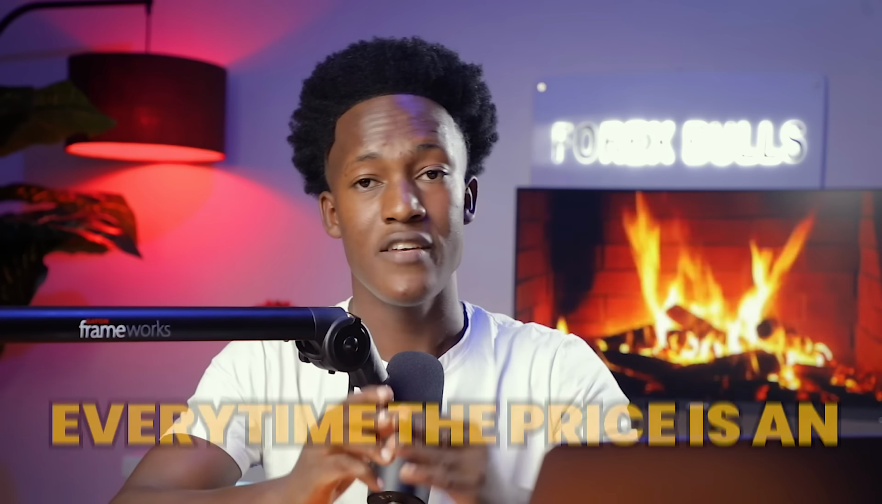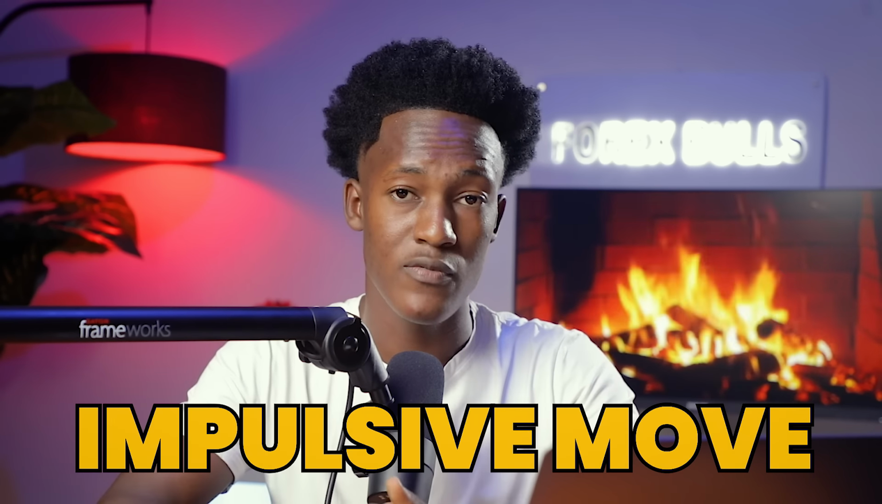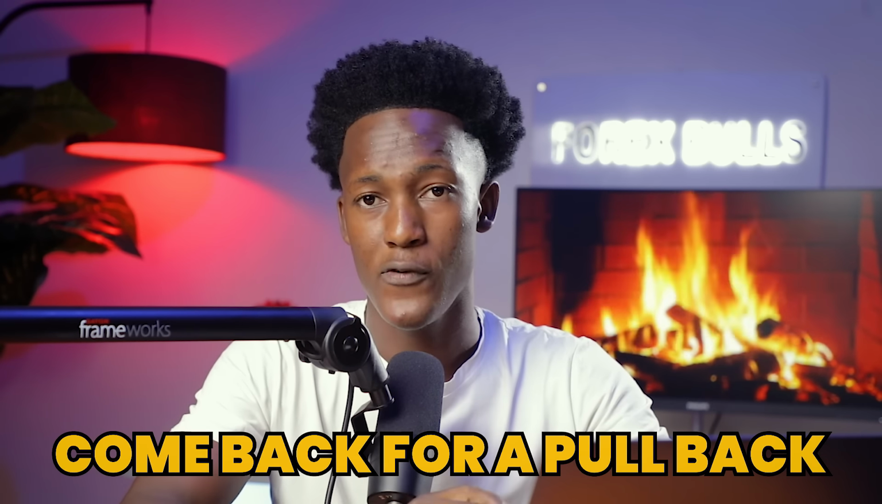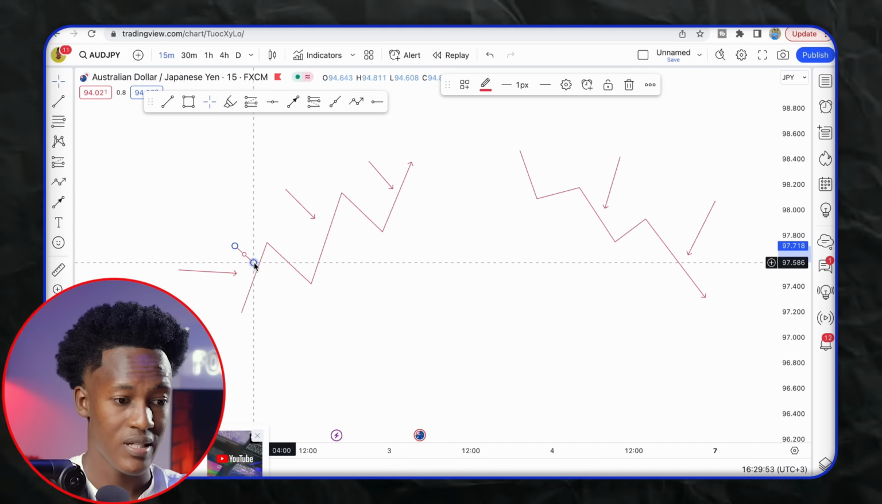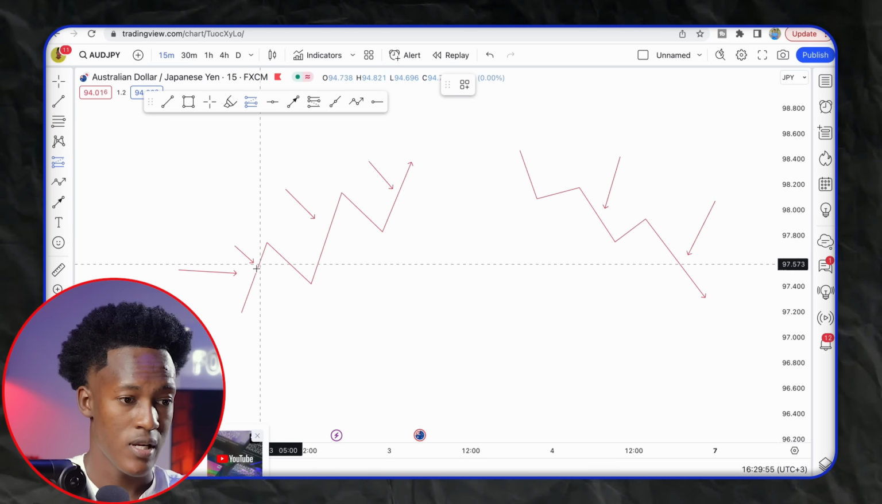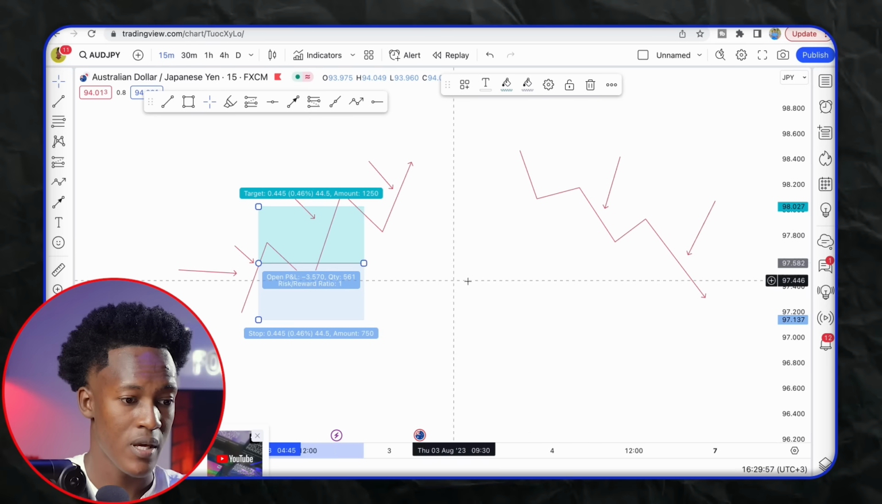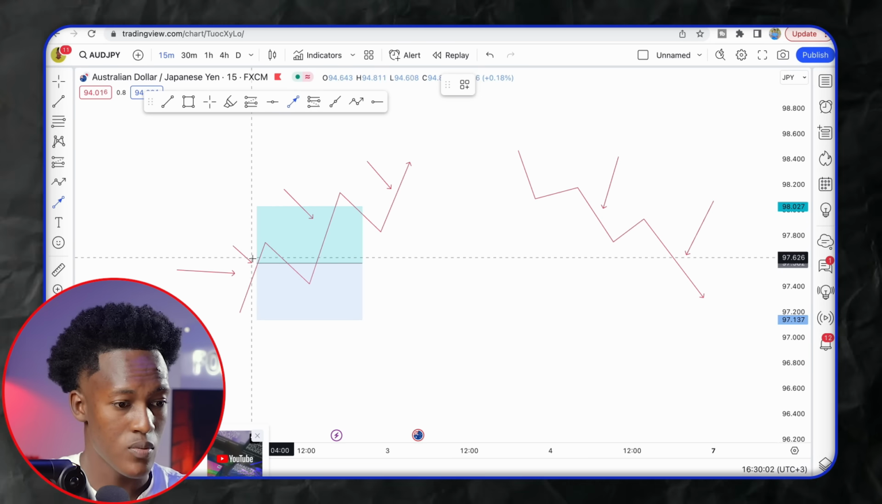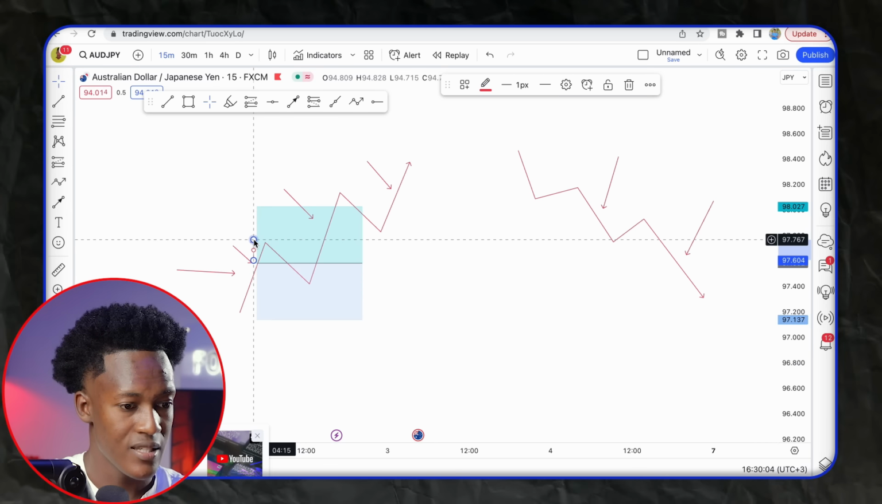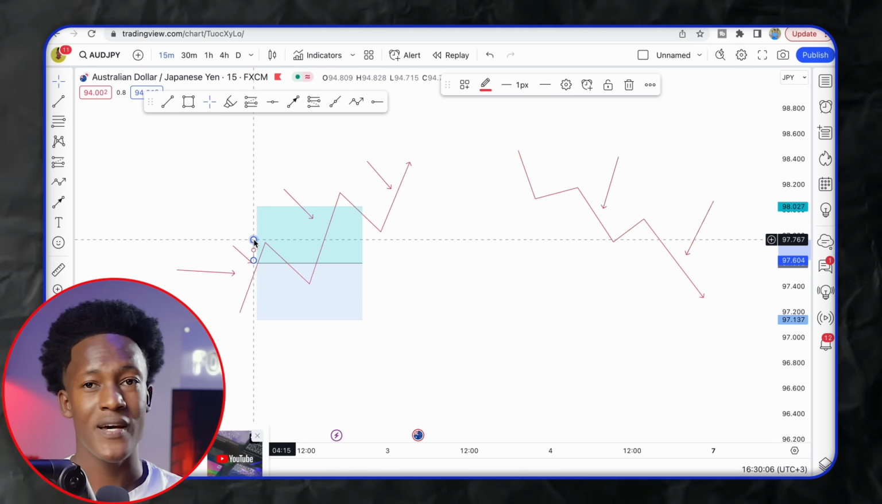Now you should be wondering why. First things first, every time the price is in an impulsive move, it's going to push with a lot of momentum and then come back for a pullback. An example: let's say you entered your trade right around here. Okay, so let's say you entered a buy from here. That's okay, right? You're going to make some money because you have this short move. Oh, I'm making money and all that.